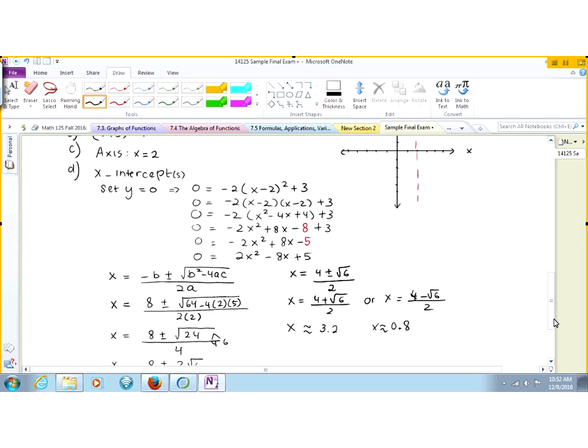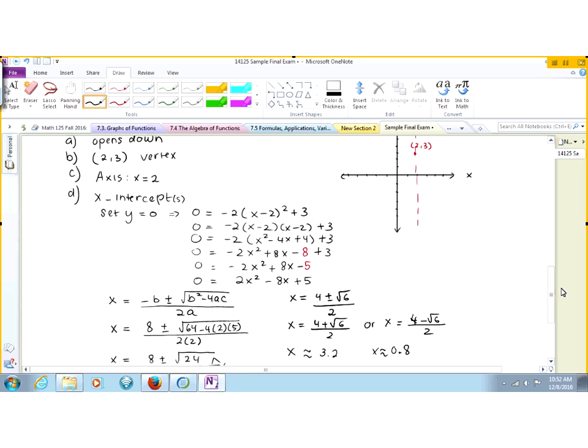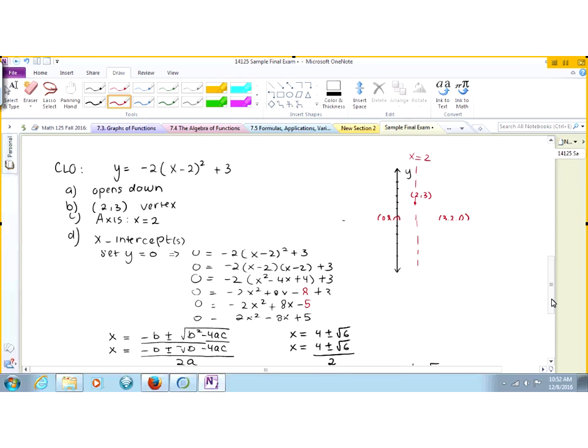Did we all get the same answer? Okay. Alright, so 3.2 is where? 3.2 is around here. Right? This is 3.2 approximately, comma 0. And then the other one is 0.8. 0.8 is, where's 0.8? Around here. 0.8, comma 0. Okay. Alright, good. Yeah, it's really long, isn't it?